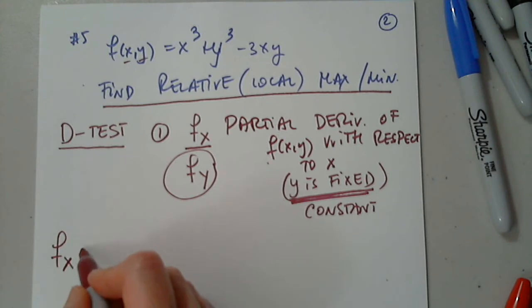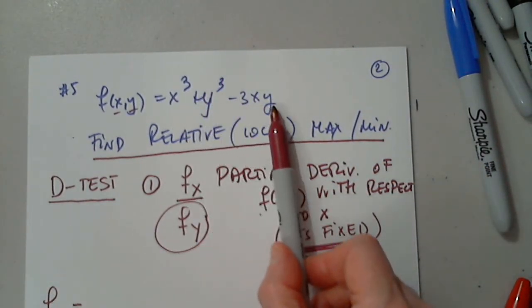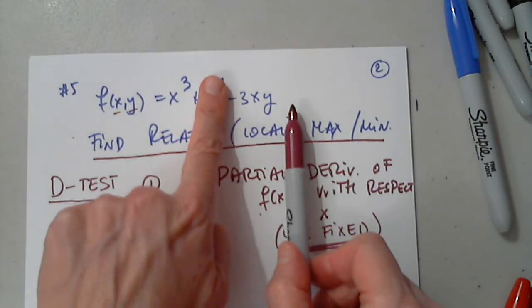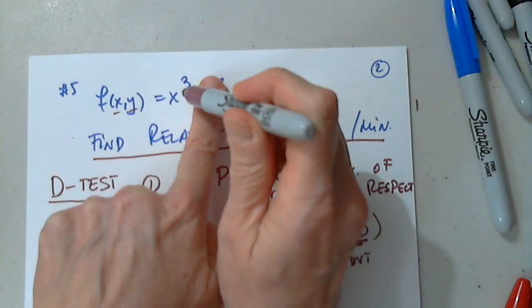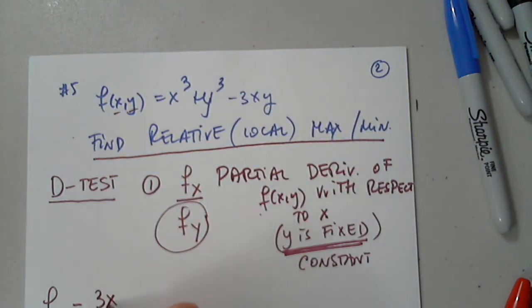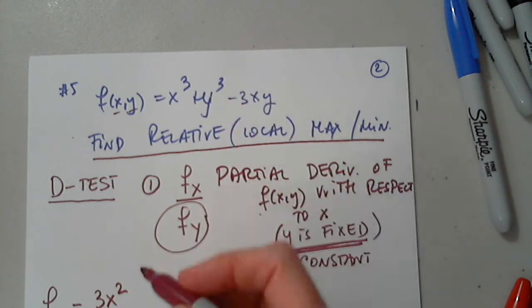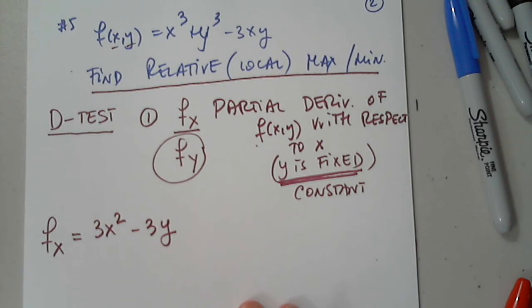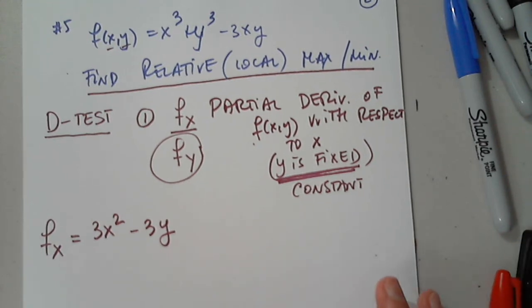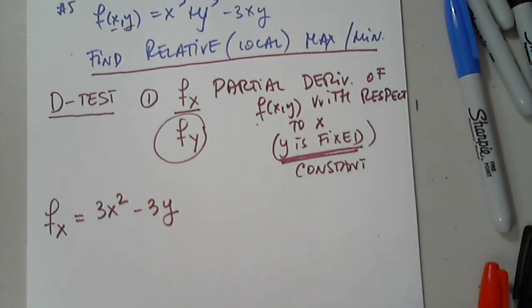So fx. When I differentiate with respect to x, this term does not have x in it, so it will be 0 when I differentiate it. When I differentiate this with respect to x, I get 3x squared. This is gone. When I differentiate this with respect to x, I get negative 3y. Is this okay, everyone? Let me know if you have questions.